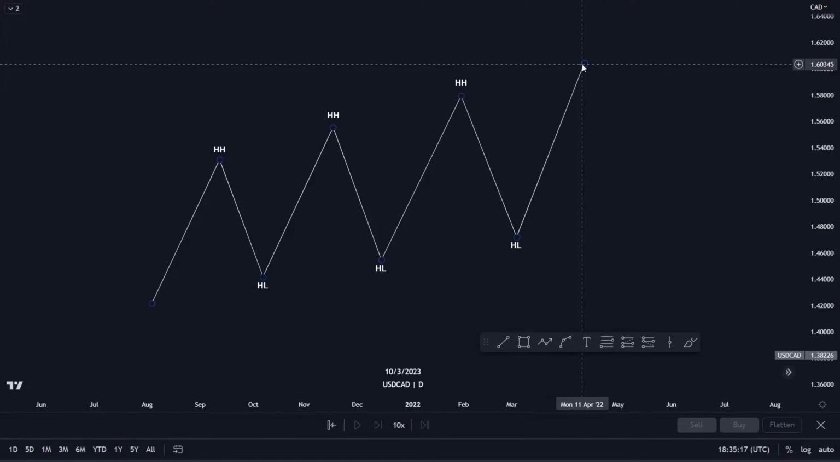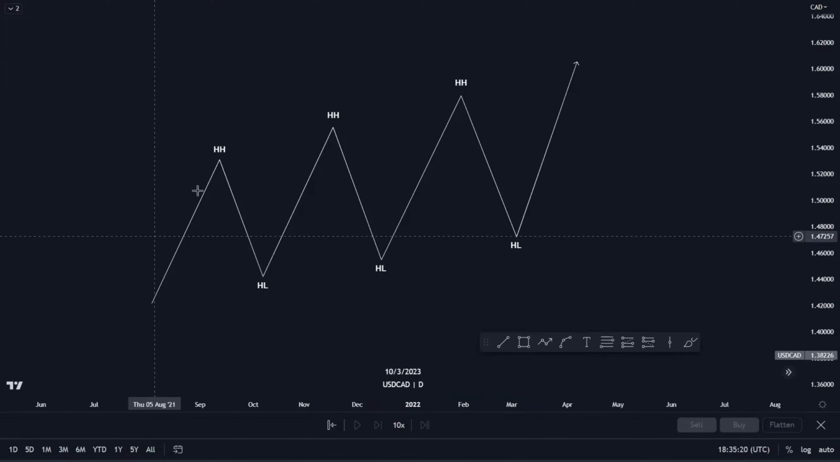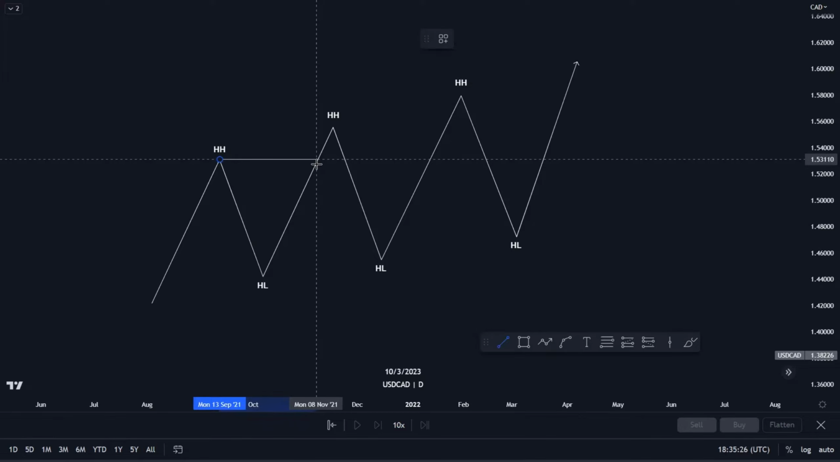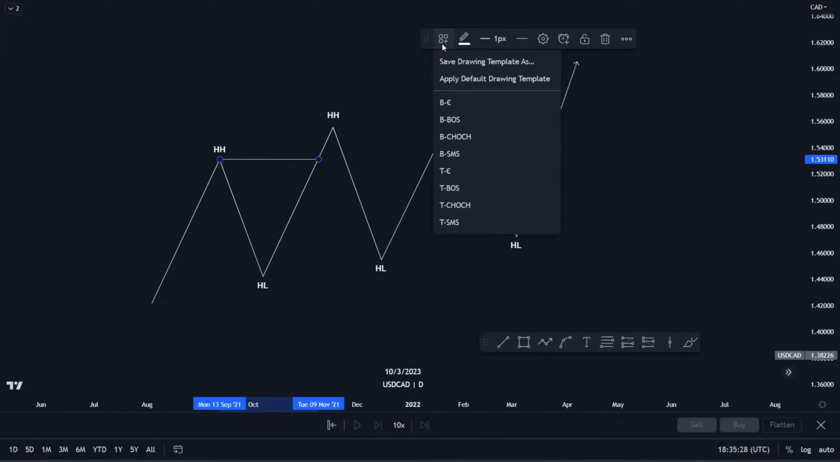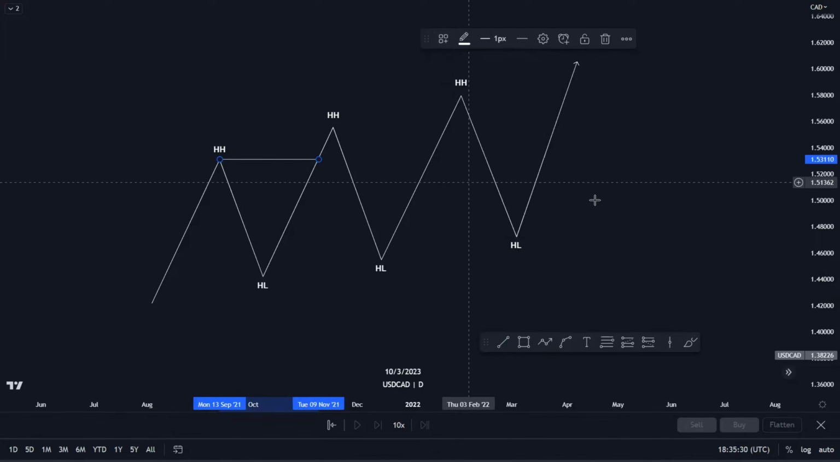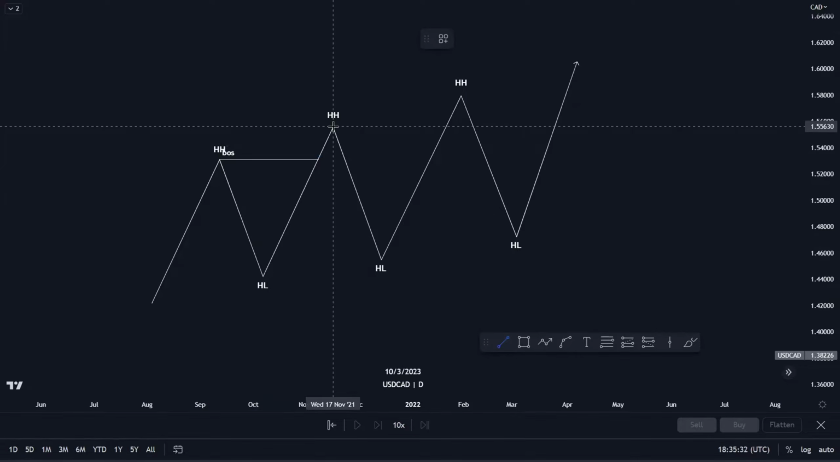Okay, so once we have something like this, we can consider this here as our break of structure.